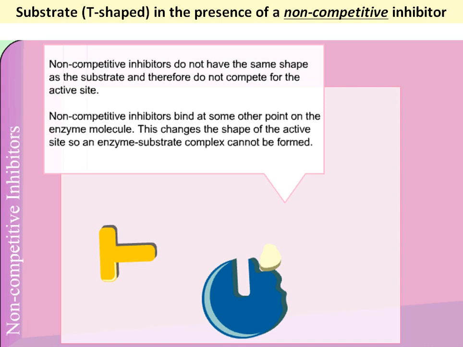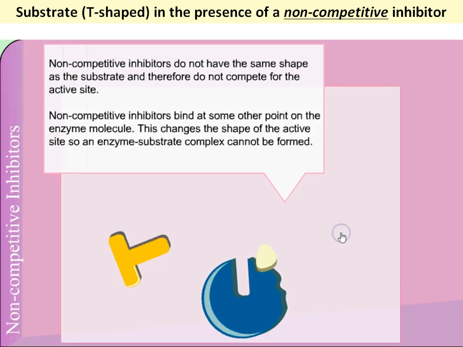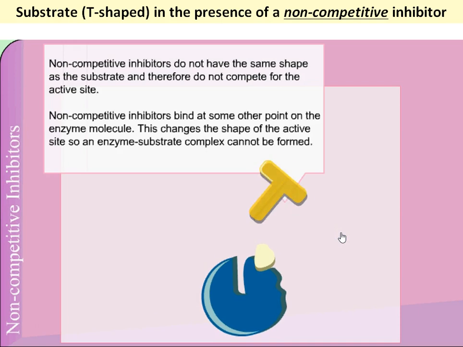So in non-competitive inhibition, the inhibitor can attach itself nearby the active site or partly in the active site so that it interferes with the proper attachment of the substrate with its active site, and hence decreases the activity, decreases the efficiency of the operation of the enzyme. And here is how it works in a cartoon fashion.